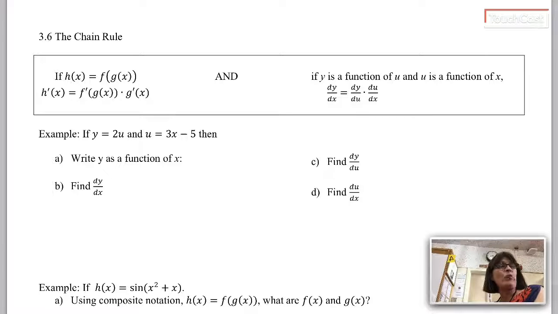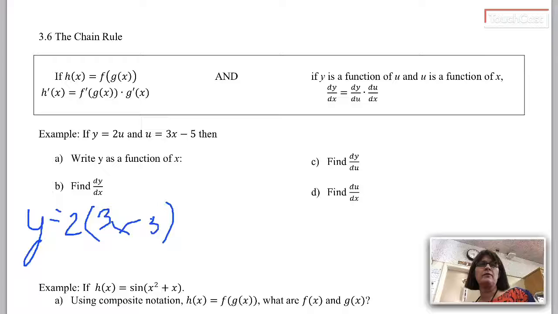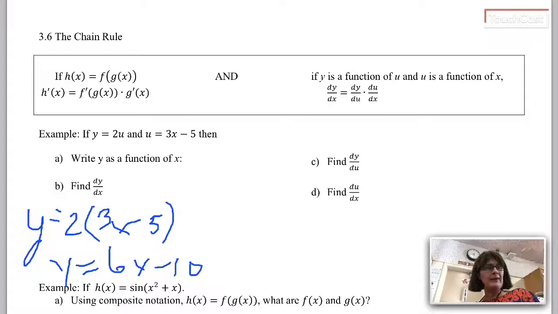So example here, if I have y is the function 2 times u, and u is the function 3x minus 5. So part A, can you write y as a function of x? I'm going to write it bigger down here. So y is 2 times u, but we know u is 3x minus 5. You could simplify that. y is 6x minus 10. So we haven't done any calculus yet. We're just remembering this technique you learned in Algebra 2 or pre-calculus about composing functions.